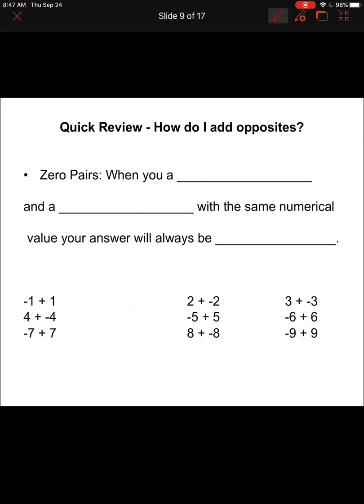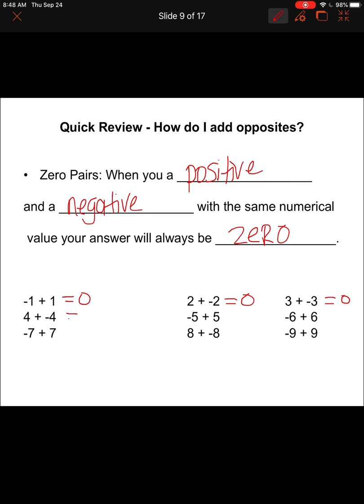So 0 pairs, here we go. When you add a positive and a negative with the same numerical value, your answer will always be 0. So we have a positive 1 and a negative 1, it's going to equal 0. Positive 2, negative 2, it's going to equal 0. 3 plus negative 3, all of these are going to equal 0. Okay, so 0 pairs.